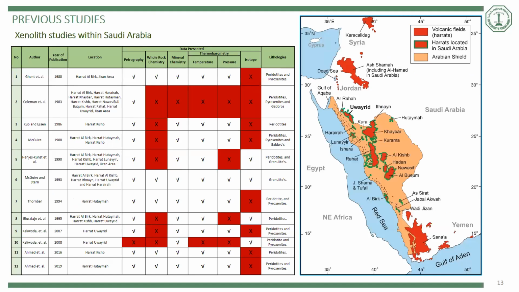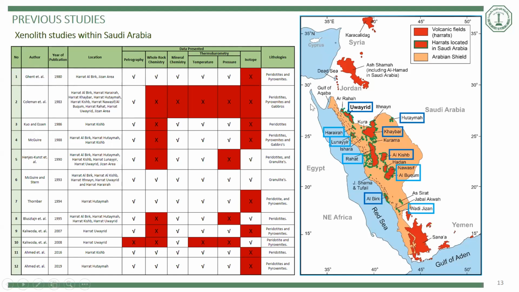So previous studies of xenoliths within Saudi Arabia amount to 12, starting from the publication in 1980 until the most recent in 2019. As we may observe, the location of the xenolith studies may be restricted to one specific Cenozoic Harrat body, or it may consist of multiple xenoliths from the various Harrat bodies in the kingdom. Data presented are usually petrography or rock chemistry, mineral chemistry, thermobarometry, isotopes, and lithologies that were identified within those bodies.